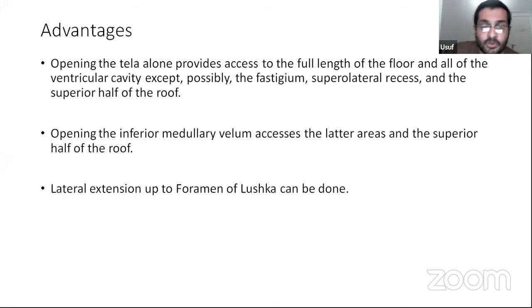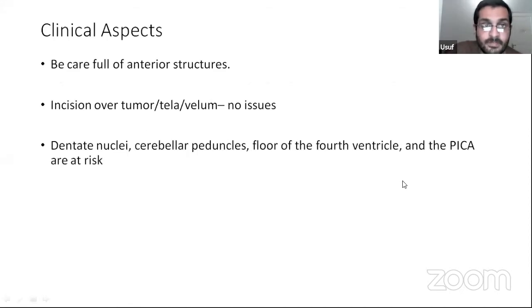You can continue your dissection laterally so that the foramen of Luschka can also be identified and opened. This is particularly important for treating certain forms of ependymomas, which tend to grow through the foramen of Luschka. From a clinical perspective, be very careful of the anterior structures, because occasionally the tumor within the fourth ventricle will distort the anatomy. It will push the inferior medullary velum and the tela choroidea posteriorly.